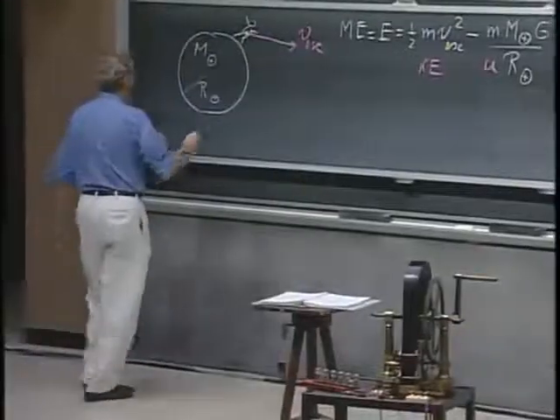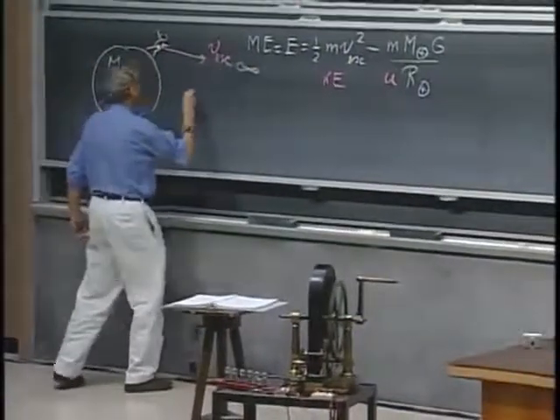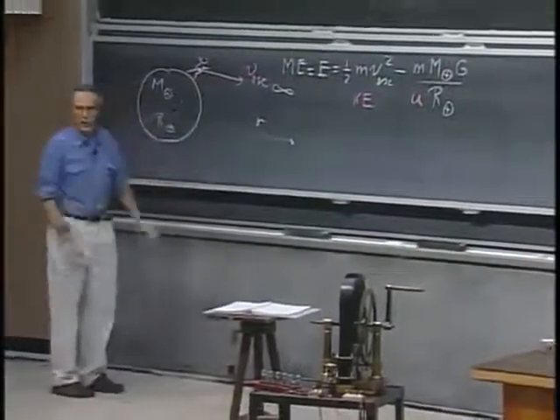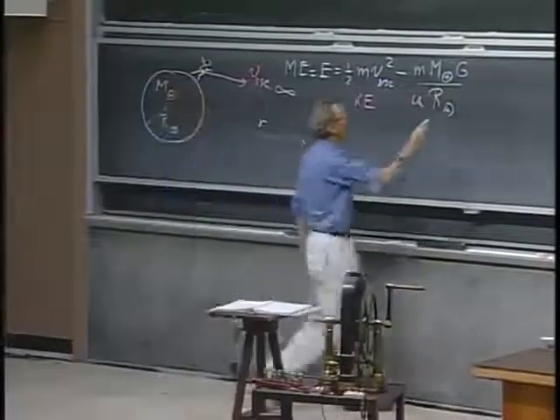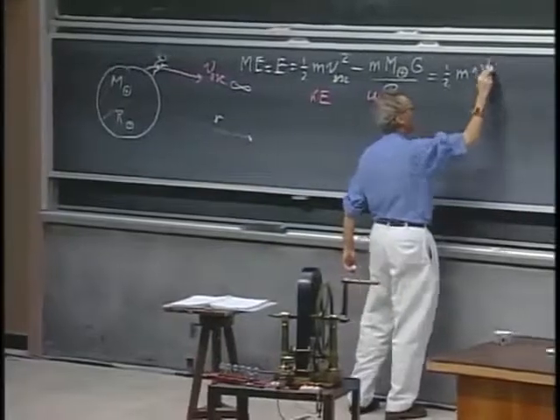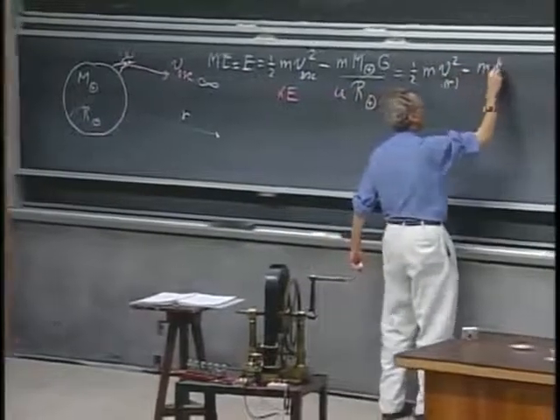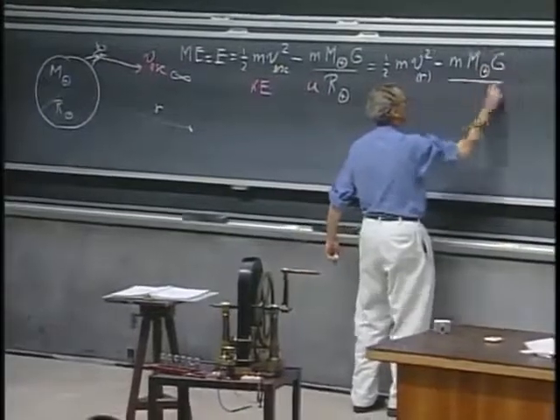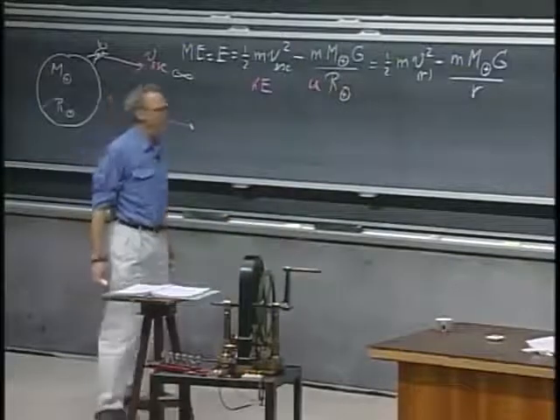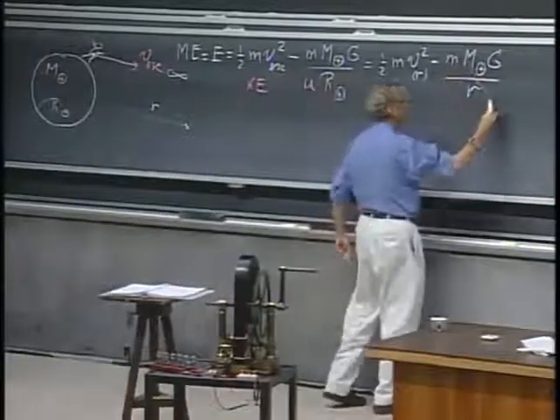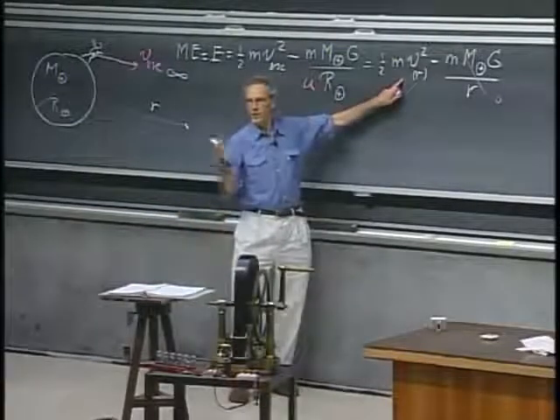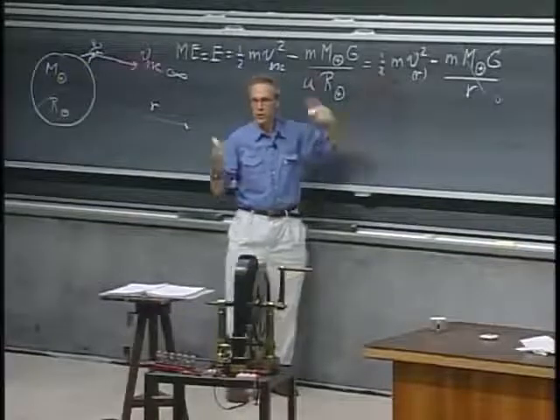So no matter where you are on your way to infinity, if you are at some distance r, that mechanical energy is the same. And so this should also be 1/2 m v at a particular location, r squared minus m Earth g divided by that little r. And so at infinity, when you get there, little r is infinity, this is 0. Potential energy at infinity is 0. And if I get you at infinity with 0 kinetic energy, then this term is also 0.